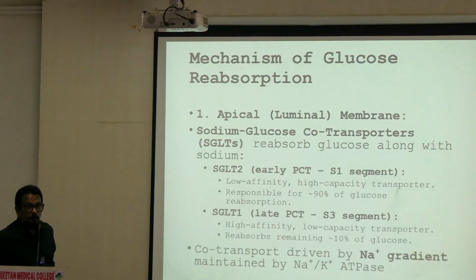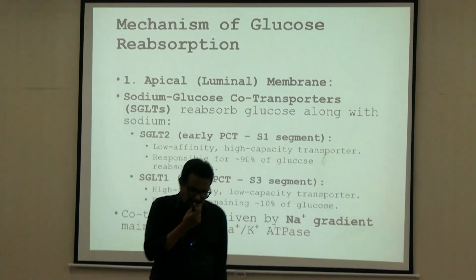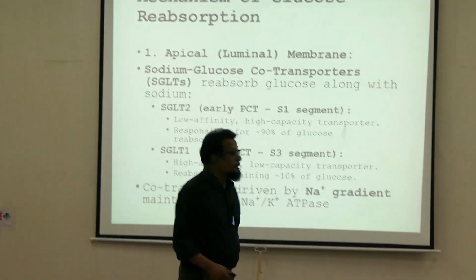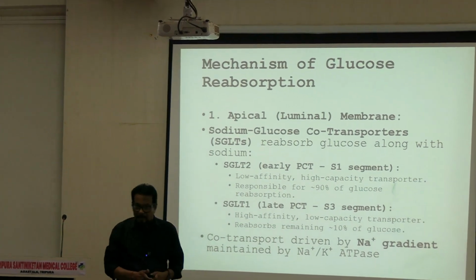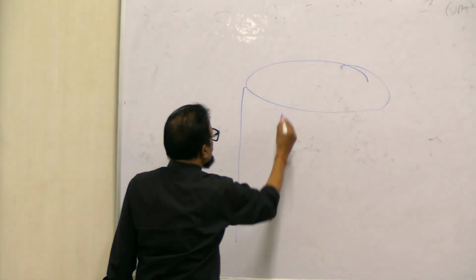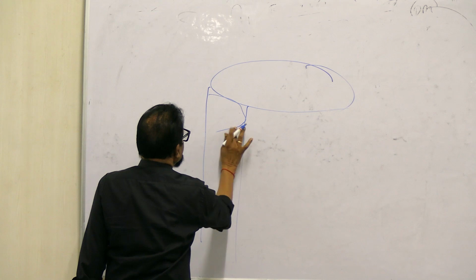Okay. Now, as I said, where is the glucose transported back from in the proximal convoluted tubule? Here you will find the cells, these are the epithelial cells.